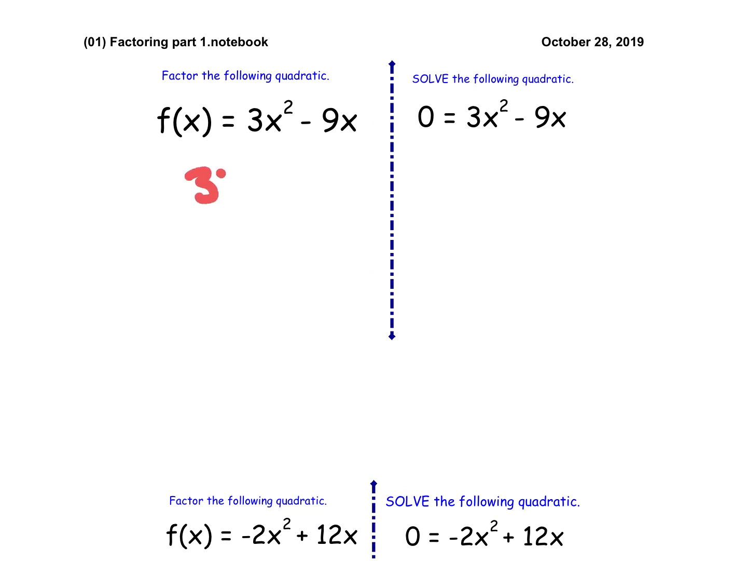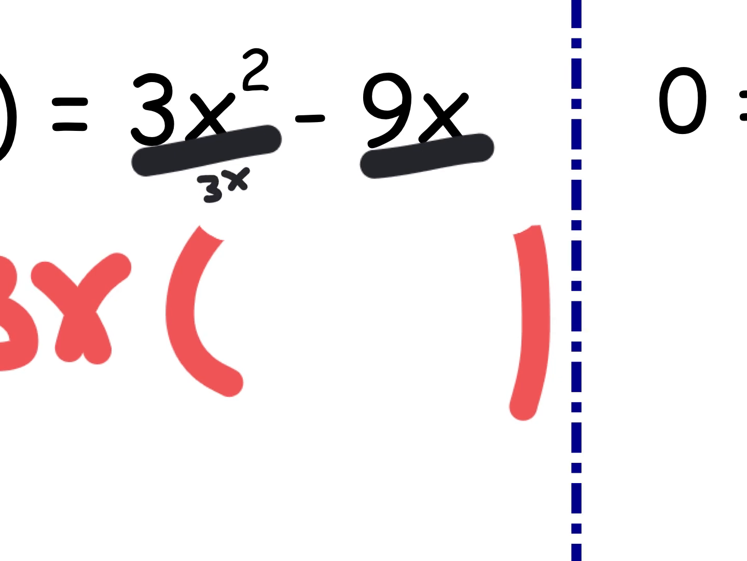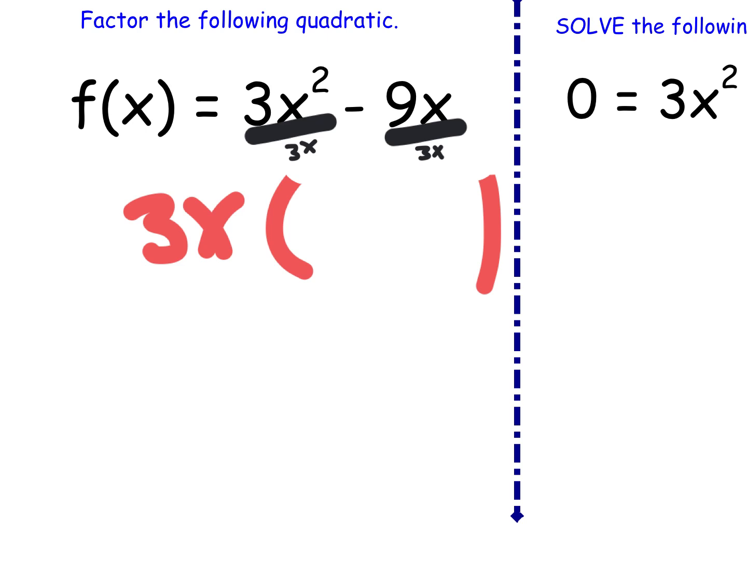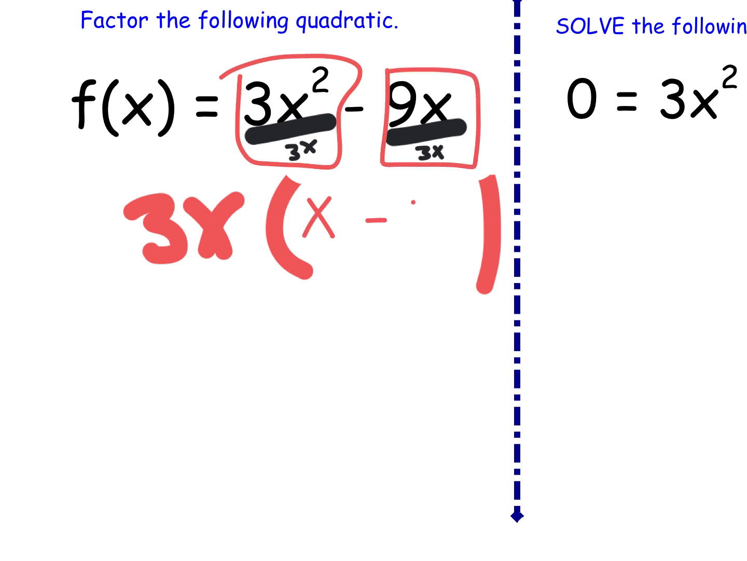All right, so I took the 3x out. Can you finish it? If you're not sure how, I want to remind you, because this is a really important part, you would divide this and this by 3x. Divide it by 3x. And this part is just x, and this part is just a 3.